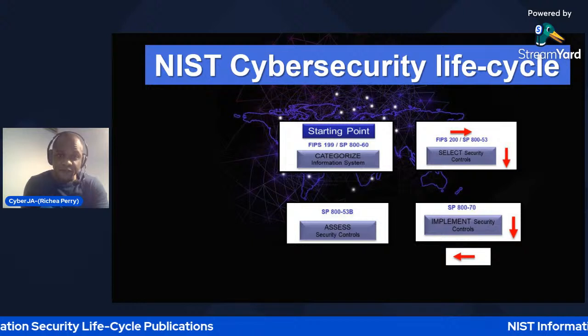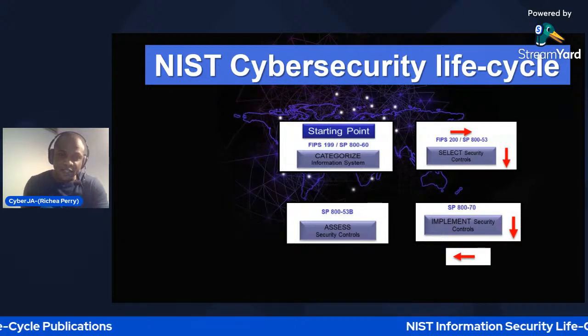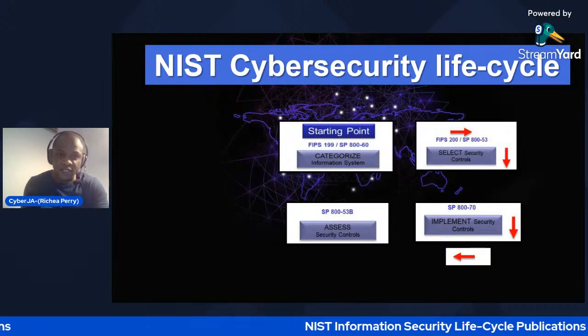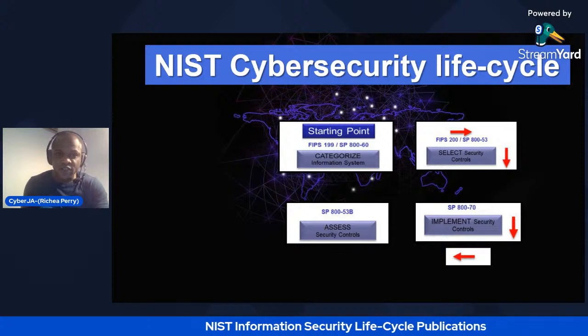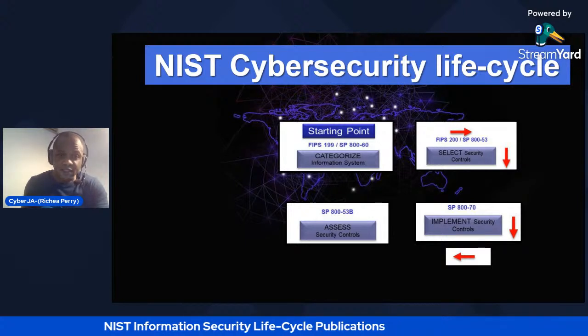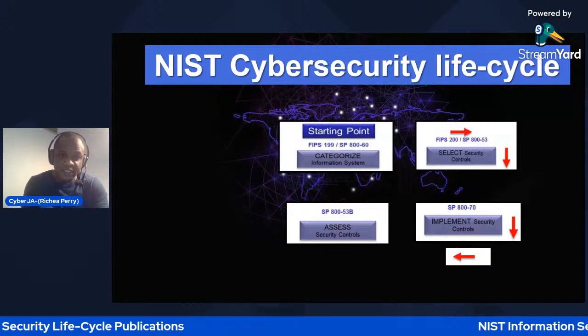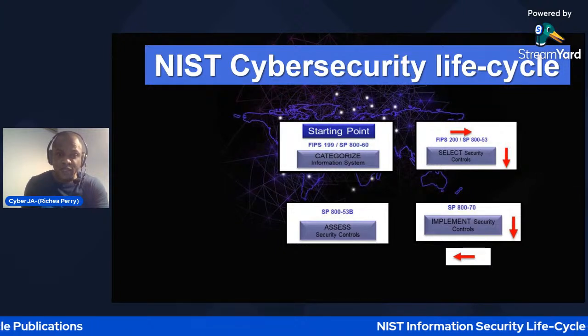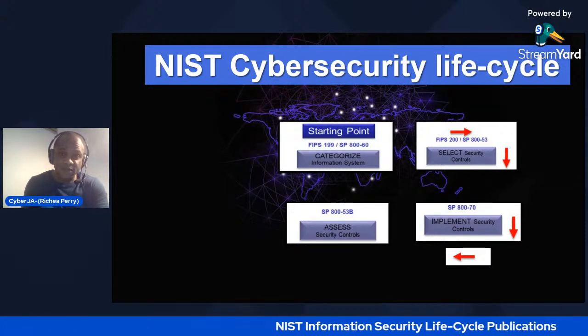Then we have our SP 800-53B that looks at assessing your security controls. And this is where you determine the security controls' effectiveness. Are controls implemented correctly, operating as intended, meeting security requirements for information systems?